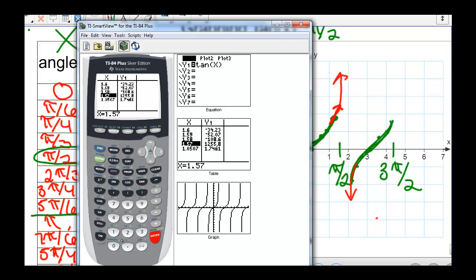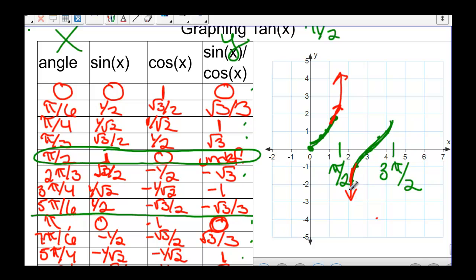If we look at 1.571, which is still bigger than pi over 2, we get negative 4,910. So we see that we're getting closer and closer to negative infinity. So what we have at pi over 2 is a vertical asymptote. Similarly at 3 pi over 2. So what we have is asymptotes. We're approaching our asymptote from the right, we go to negative infinity, and approaching our asymptote from the left, we go off to infinity.